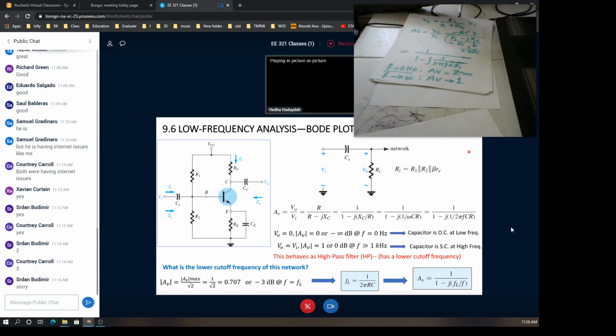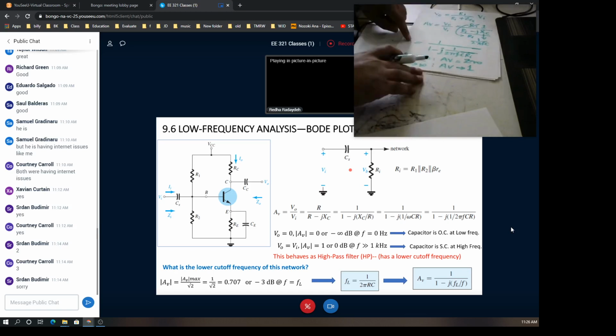On the other hand, at very high frequencies, the impedance of this capacitor will look like a very short circuit. The impedance, which is minus J times XC, will look like a short circuit, very small impedance. So we can short circuit the capacitor to get an output voltage that is equal to the input voltage, when the frequencies are very high. Okay, so this very simple network is operating as a high pass filter. Okay, good.